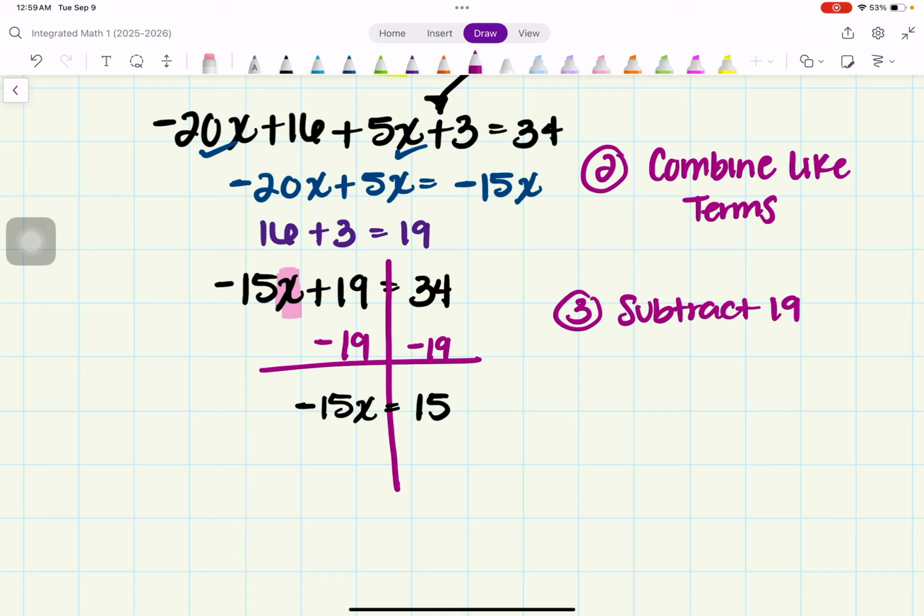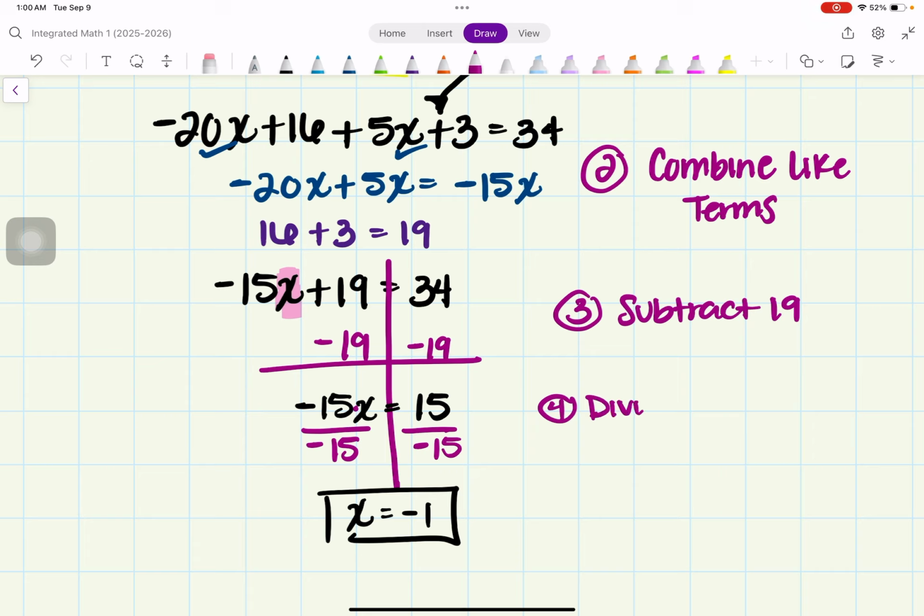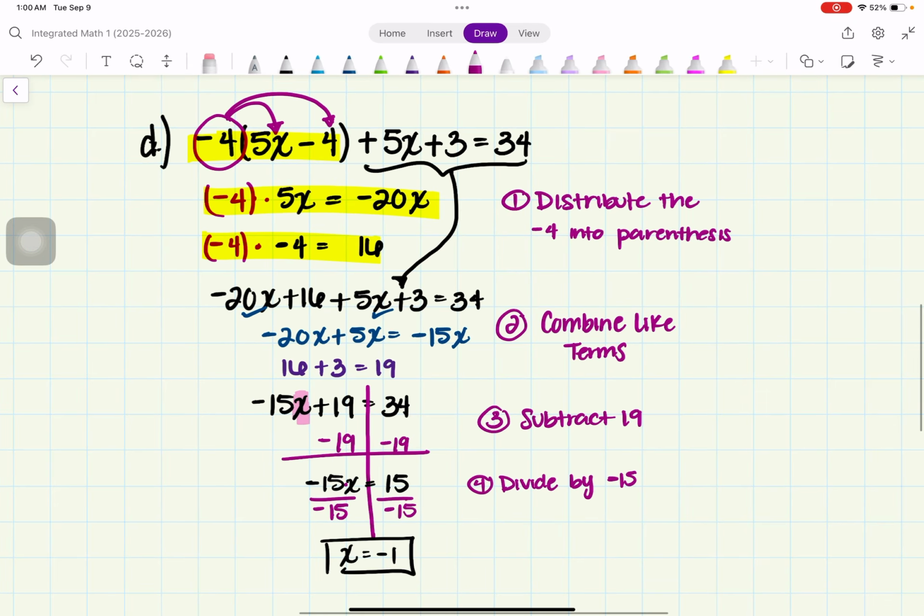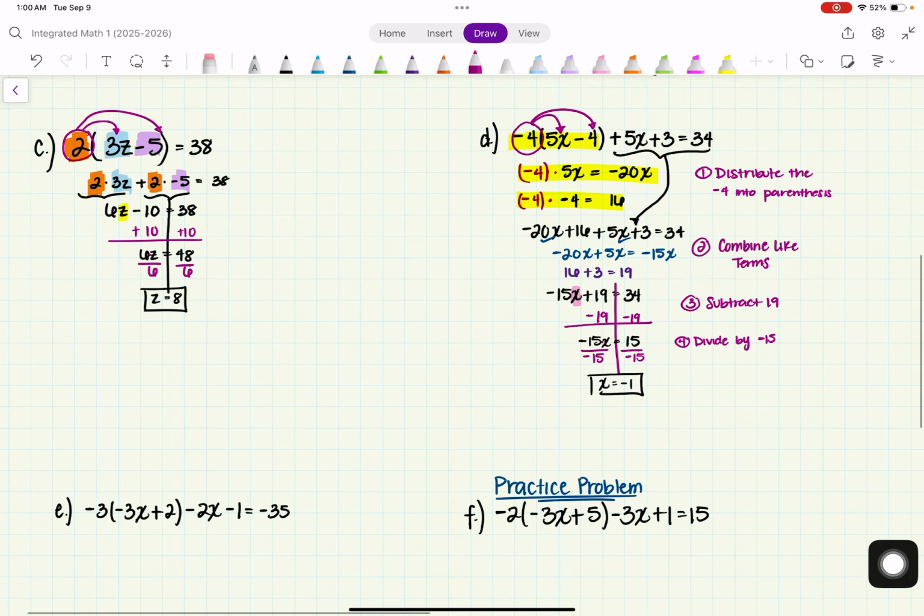Then between the negative 15 and the x, they're multiplying. So the opposite of that is division. So then x should give me a negative 1. So step 4 was to divide by negative 15. All right, and those would be our steps. So we first, once again, distribute. Then we focus on combining like terms. Then we add or subtract and multiply and divide to leave x alone. All right, next one, guys.